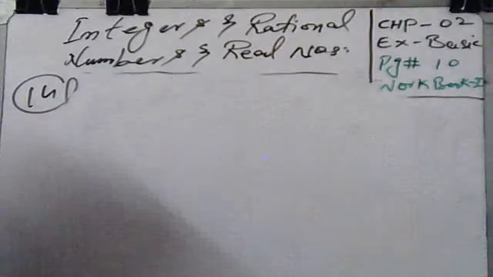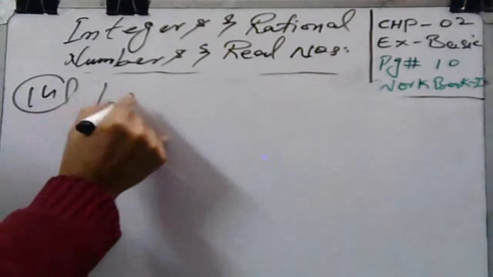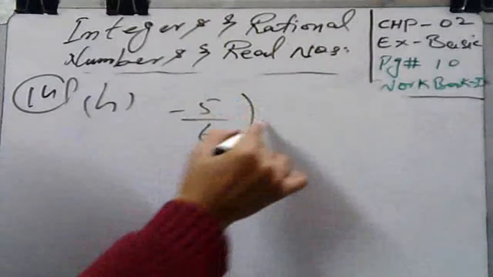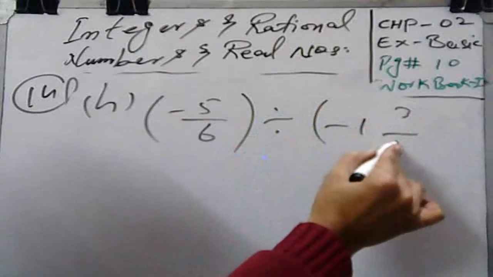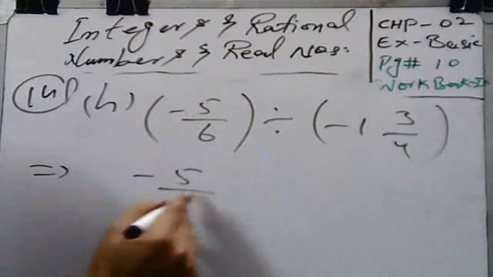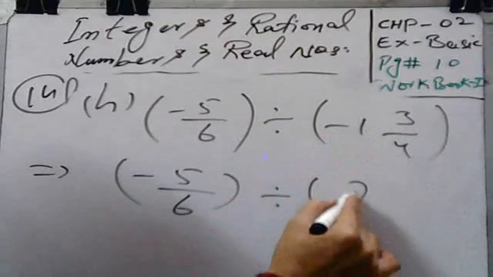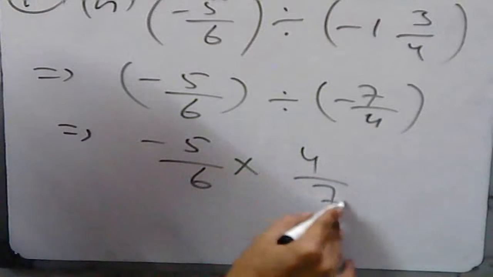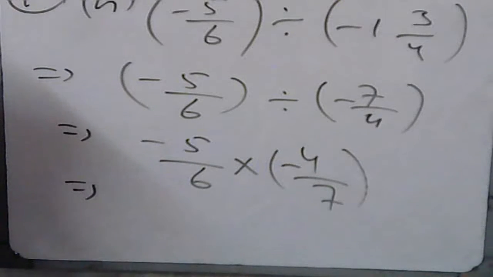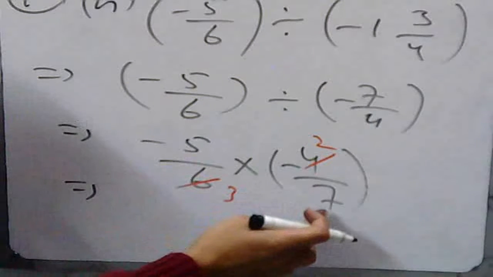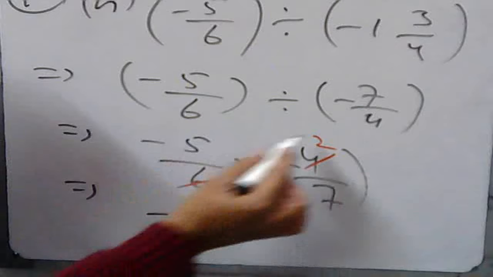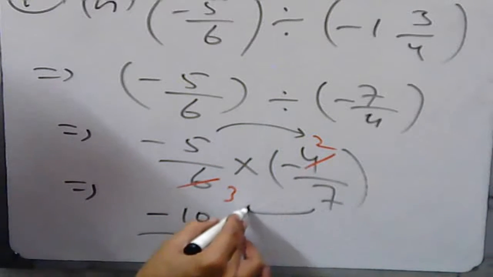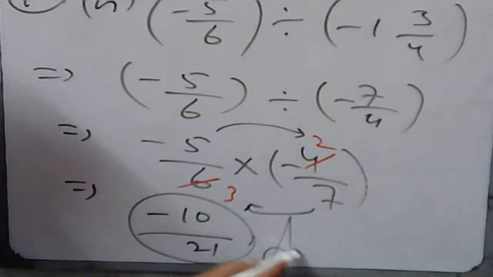Now the last part, H part. Minus 5 by 6 divided by minus 1 whole 3 by 4. Remove the whole number: 4 ones are 4, minus 7 by 4. Write the division sign as a multiplication sign, so you should take the reciprocal. Now in multiplication it is possible to cancel with each other, so only 2 twos are 4, 3 twos are 6 is possible. Further simplification cannot be done, so numerator multiplied with numerator and denominator with denominator, so we get 5 twos are 10 and 7 threes are 21. So 10 by 21 is your required result.